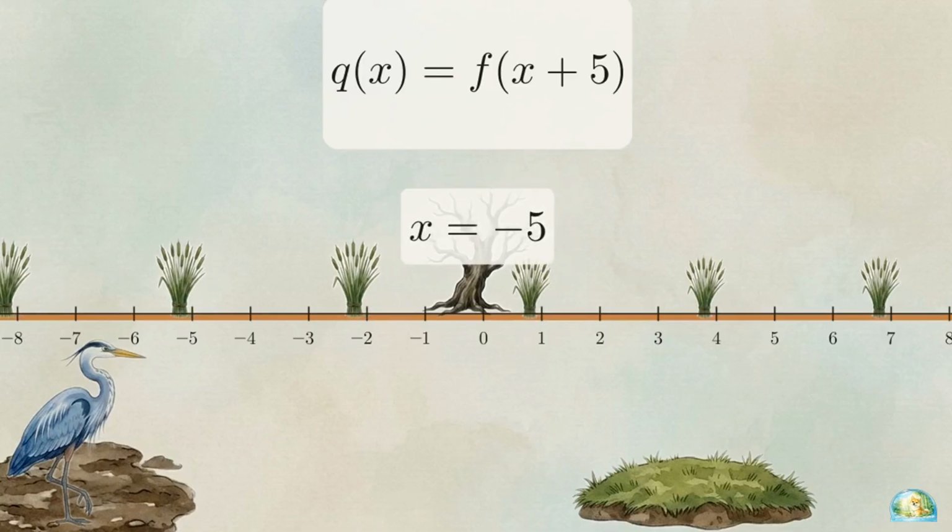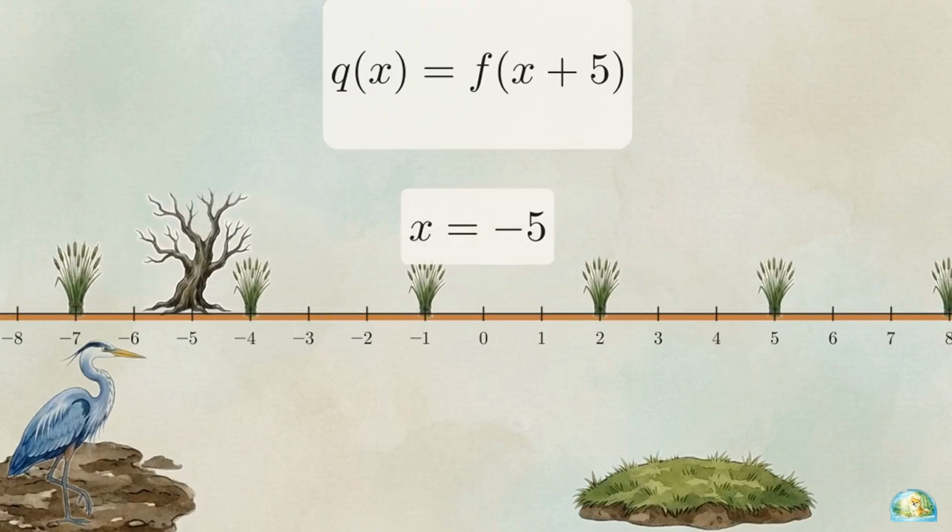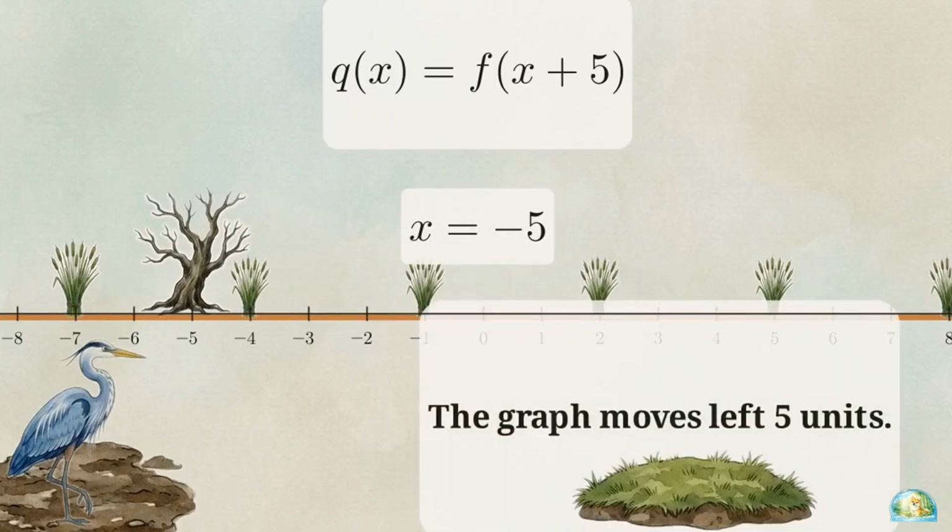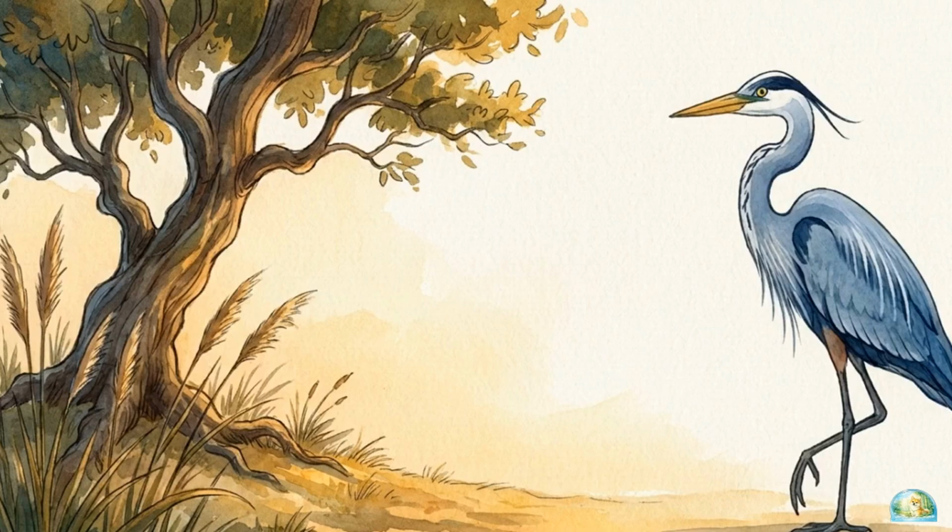To balance the equation, the entire physical horizon must physically relocate. The graph moves left 5 units. An inside addition creates a negative directional shift.